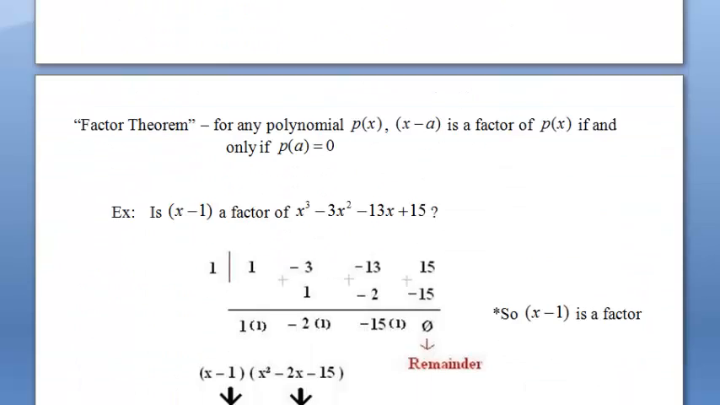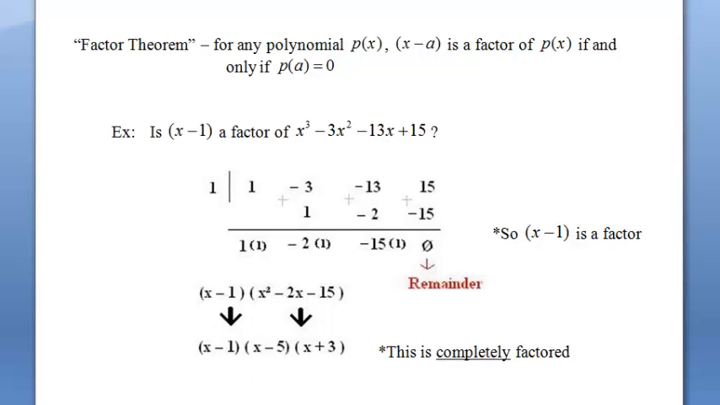Okay, let's talk about the factor theorem and what this does for us. For any polynomial p(x), x minus a is a factor of p(x) if and only if p(a) is equal to 0. This sounds a little tricky. Let's try to make some sense of it with this example. Is x minus 1 a factor of x cubed minus 3x squared minus 13x plus 15? Looking at the factor theorem, if x minus 1 is a factor of this polynomial, that would mean that p(1) is going to be equal to 0. So I could just substitute 1 in for the x's and see if I get 0.